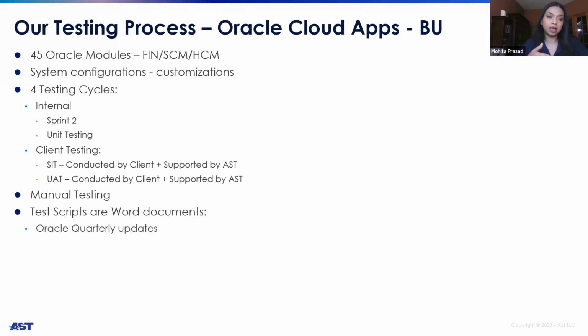So for finance, we have modules like accounts payable, receivables, and so on. Similarly, for supply chain, we have procurement, purchasing, supplier, and those modules. And under HCM, we have core HR, we have performance, and several other modules. So we have a total of about 45 modules that we implement as part of these 3 tracks. Okay. So what we do is we do the system configurations as per our design for the client.